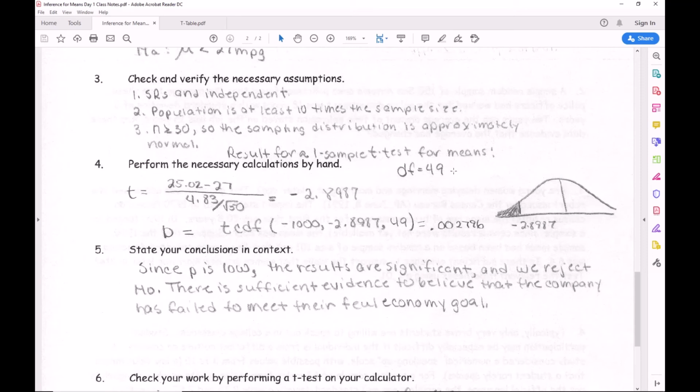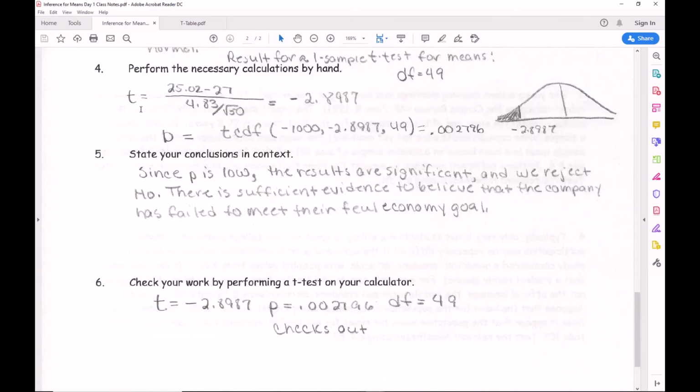All right, n is 50, so 49 degrees of freedom. And we're going to set up our t value, our test statistic, not a critical value. Test statistic, it's x bar, 25.02, minus our H0 value, 27, divided by s, 4.83, over square root of n, square root of 50, and you get negative 2.8987.